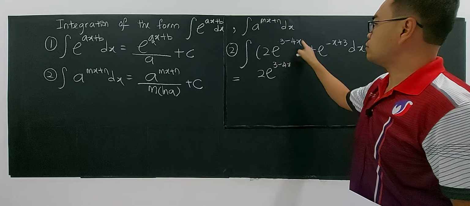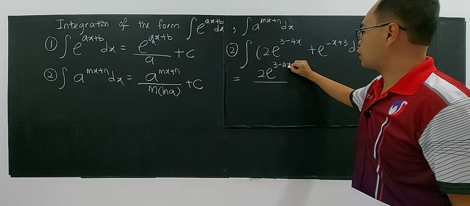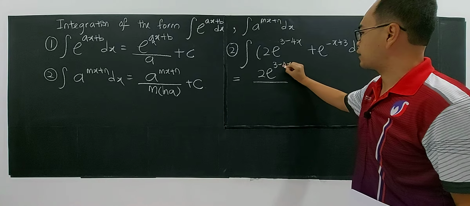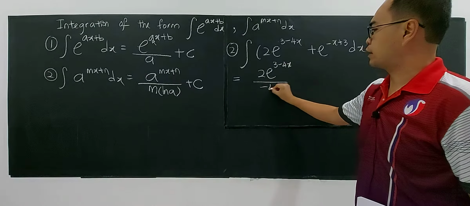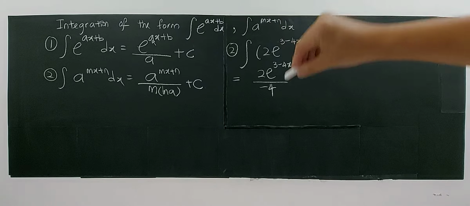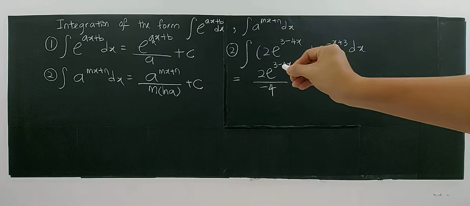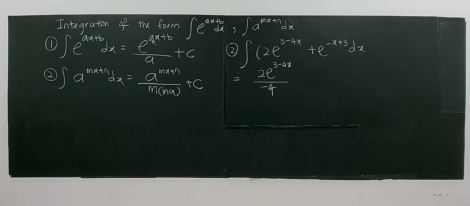So you copy everything back. Then divide by the coefficient of x, which is negative 4. So you divide by negative 4. Very simple. Just copy back everything, then look at the coefficient of x, negative 4, then divide by negative 4. Same thing also for this one.